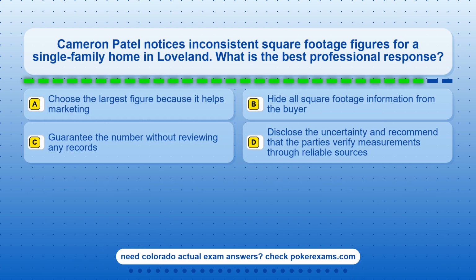Question 25. Cameron Patel notices inconsistent square footage figures for a single-family home in Loveland. What is the best professional response? Option A, choose the largest figure because it helps marketing. Option B, hide all square footage information from the buyer. Option C, guarantee the number without reviewing any records. Option D, disclose the uncertainty and recommend that the parties verify measurements through reliable sources.